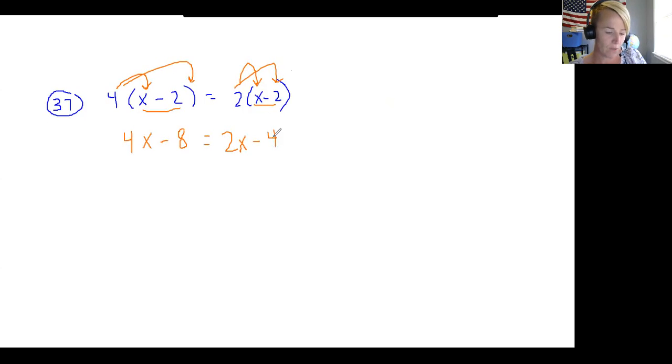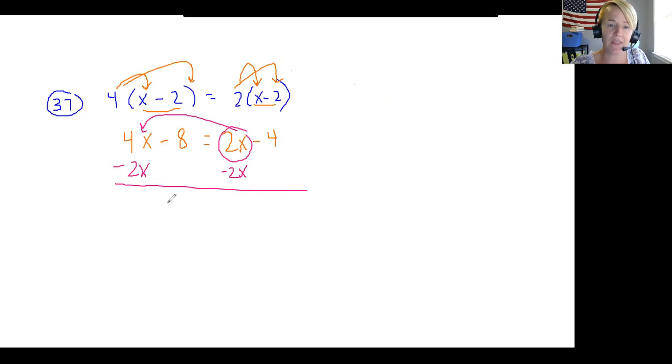Okay, so now I need to get my x's all on the same side, and hopefully you're a genius at this. I didn't cover it too much in the first half of the lesson, so hopefully you didn't have a problem with it. I need to get this x over on this side. So this right now is a positive 2x, so I'm going to say minus 2x, minus 2x to get my x's on the same side. 4x minus 2x is just 2x. Go ahead and copy down my minus 8 and go ahead and copy down my negative 4.